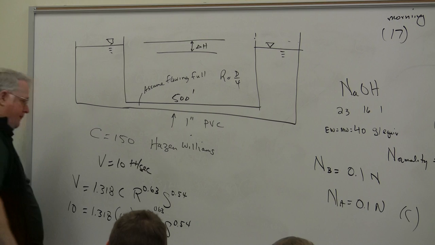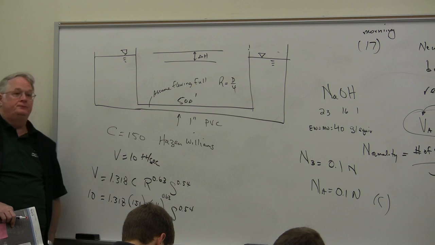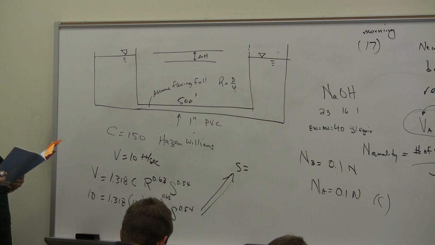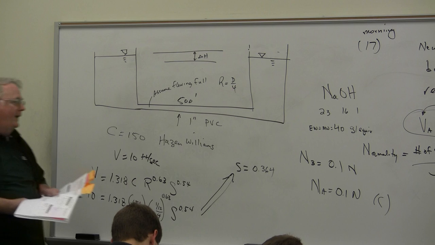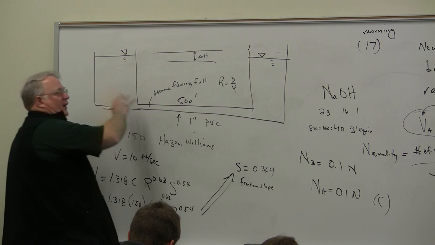Okay? So here's a place where you could make some mistakes. You could just put 1 inch and divide it by 4 instead of 1/12. Okay? So we're going to solve this for S. S comes out to be 0.364. Okay? And this is the friction, what we call the friction slope. Now because we rule out all possible losses except for frictional loss, then it's also going to translate into the slope of the pipe itself.